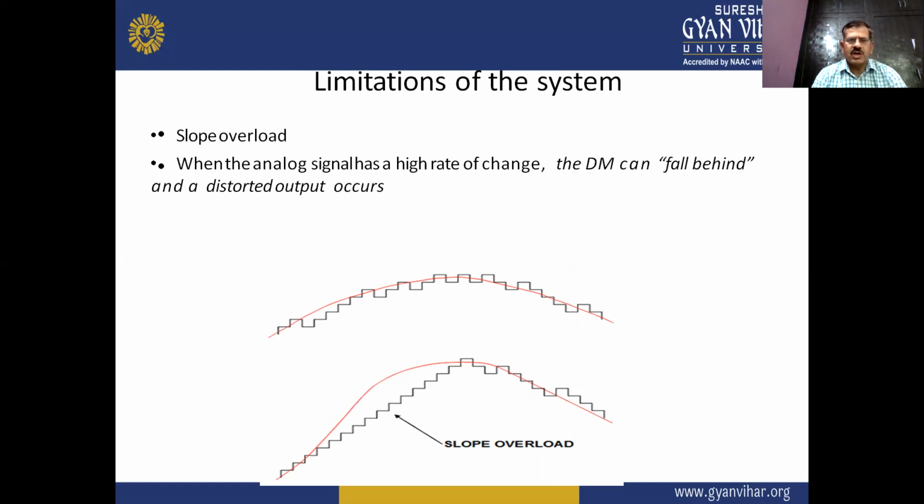These waveforms show the limitation of the system. Here is the slope overload in these waveforms. When the analog signal has a high rate of change, then delta modulation can fall behind and a distorted output occurs, as we can see in this waveform. This is the slope overload system.